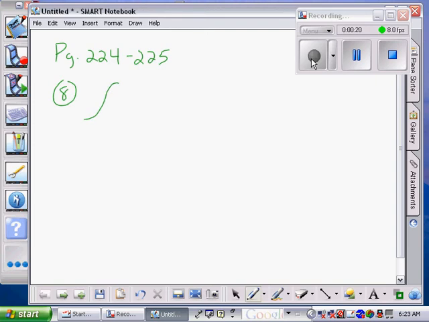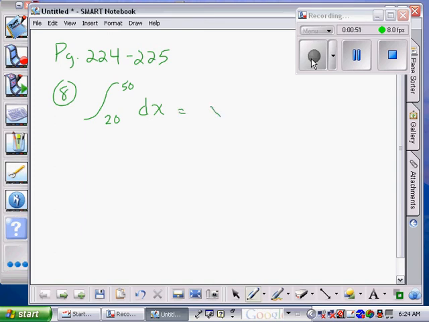The antiderivative from 20 to 50 of dx. And this is not what we did on Tuesday yet. We'll get there. We're going to do some of those eventually. So how do I handle this? It ends up being subtraction. But you have to find the antiderivative of dx first. What would that be? X.